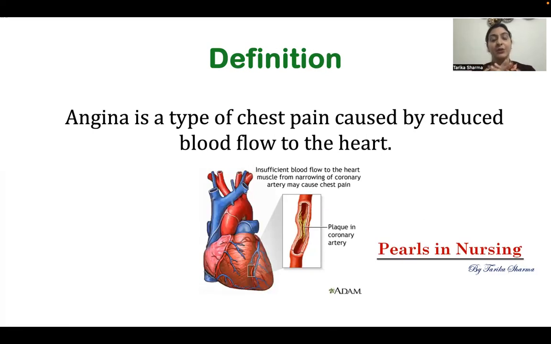to the heart. We know that the heart is supplied by coronary arteries. So, for any reason, if the coronary arteries are not able to supply proper blood to the heart, there might be chest pain, which is known as angina.